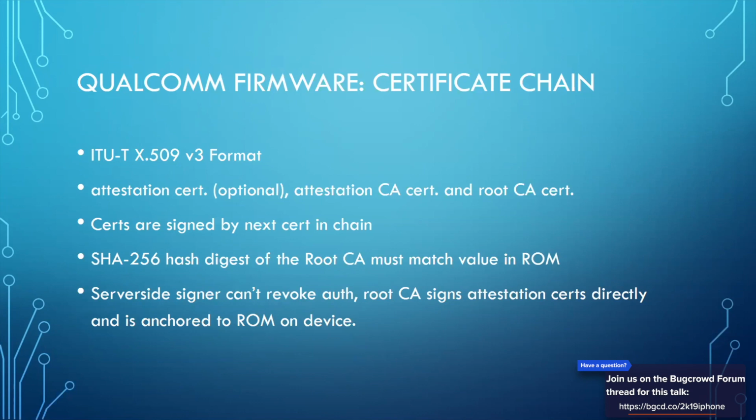Certificates are signed by the next certificate in the chain, and the verification is done by calculating a SHA-256 hash digest of the root certificate authority at first, and that must match the value that's stored in the ROM. Kind of like with the Nintendo 3DS, the boot9strap. It also compares a hash value from SHA with the value in the ROM.